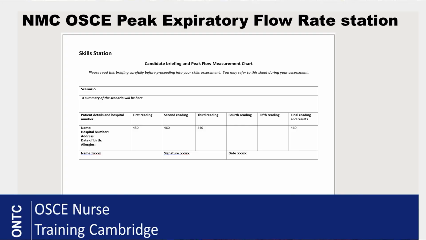So on the next screen now, I'm going to show you a copy of the completed form. So you can see you've got 3 readings in the first 3 columns and the highest one in the last column. So that is your highest reading, and you print your name and signature and the date. So that's really important. And so that completes your document.